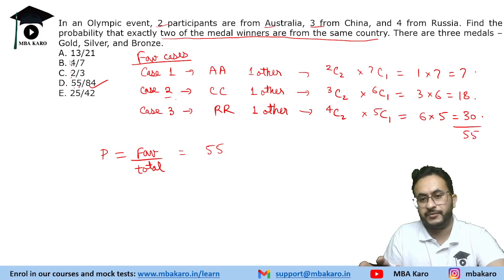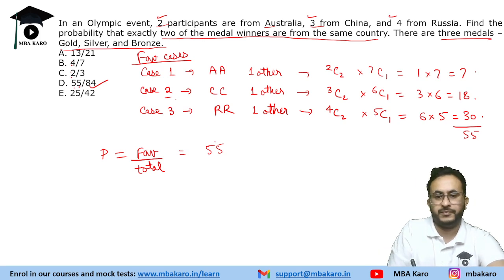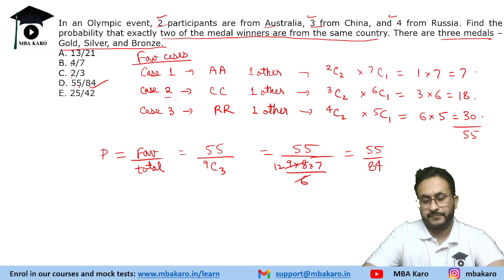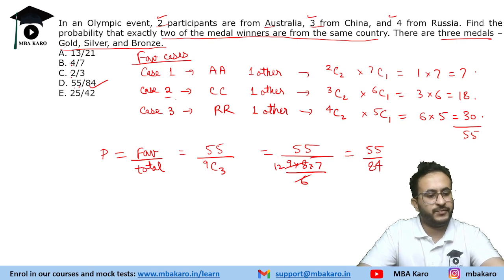Now, total outcomes is what? There are 9 participants, 2, 3, 4, total 9 participants, and there are 3 medal winners. So it is 9C3. Now 9C3 is 9 into 8 into 7 upon 3 factorial, which is 6. That is 12 into 7, which is 84. So 55 by 84. Okay, so probability is favorable outcomes upon total outcomes. So cover combinations also, because you might get probability questions that involve combinations.